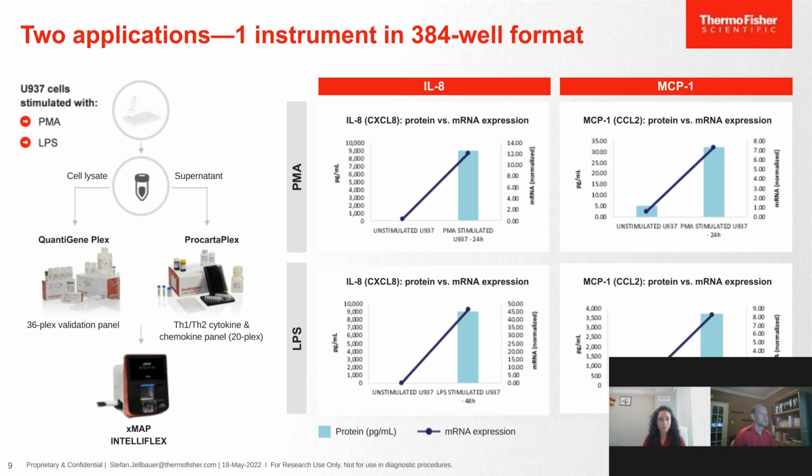On the right, I'm showing two examples of two targets, IL-8 and MCP1. For these two targets, we found that there's an excellent correlation between the transcript and the expressed protein, as you can see by the unstimulated versus the stimulated condition, where both the RNA and the protein amount or relative amounts are increasing post-stimulation for both targets.